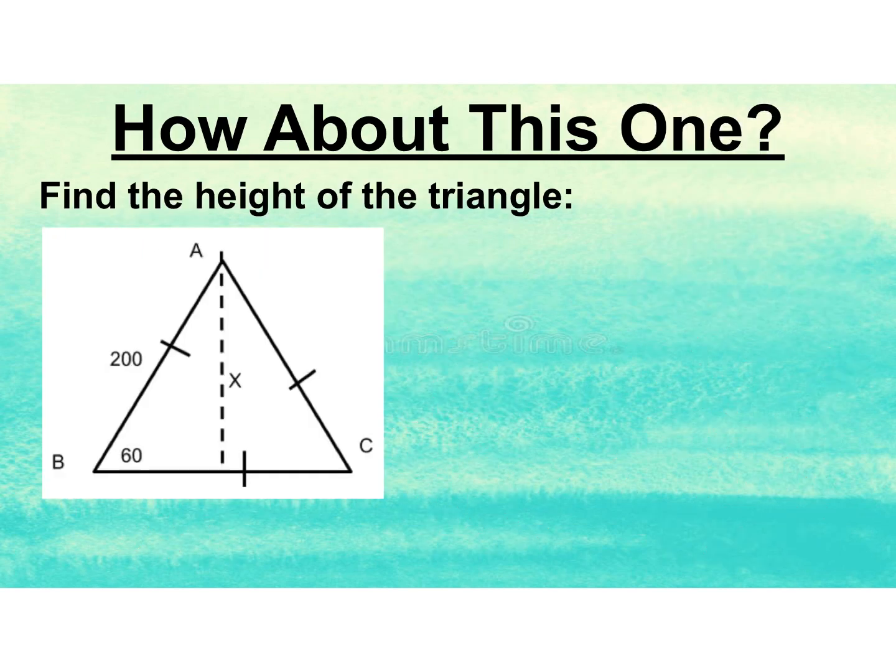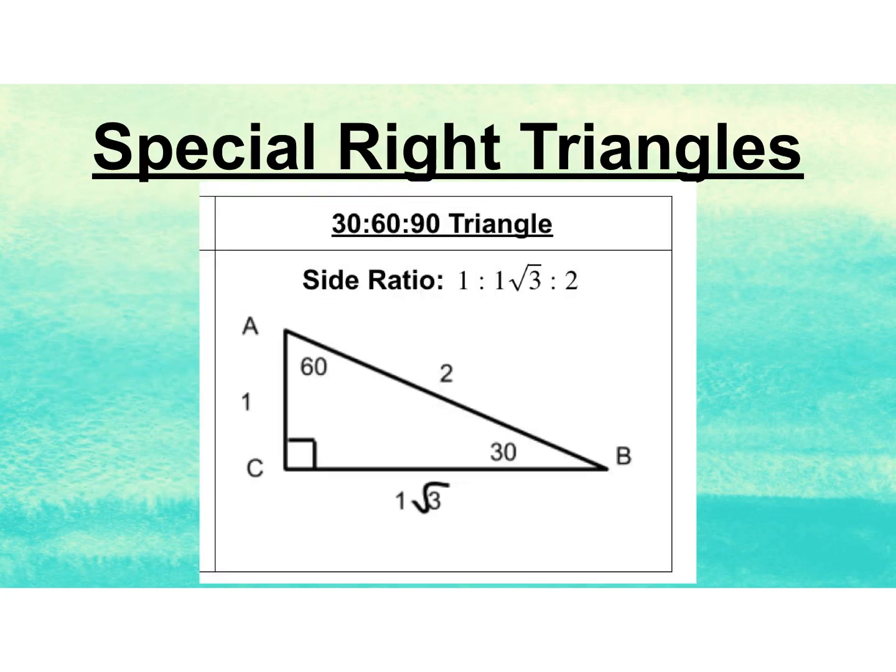If this is a right angle, this would be 30. My hypotenuse is 200, so across from the 30 is going to be half my hypotenuse, so this is going to be 100. And then across from the 60, I take the 100 and I put it with the square root of 3. I did not have to do any Pythagorean theorem. So this is called our 30, 60, 90 triangle.